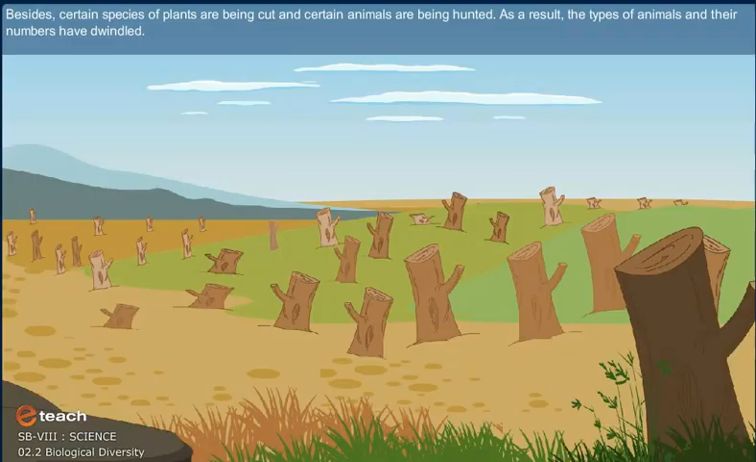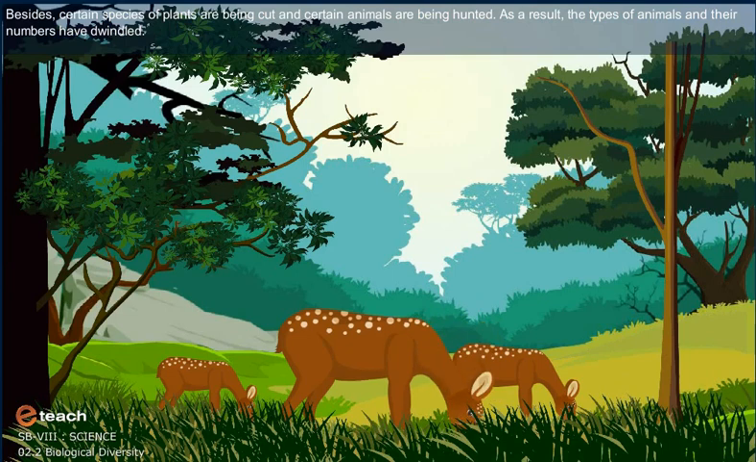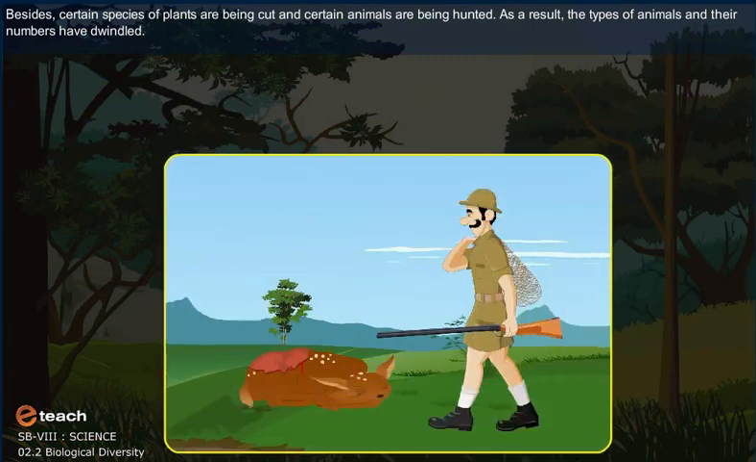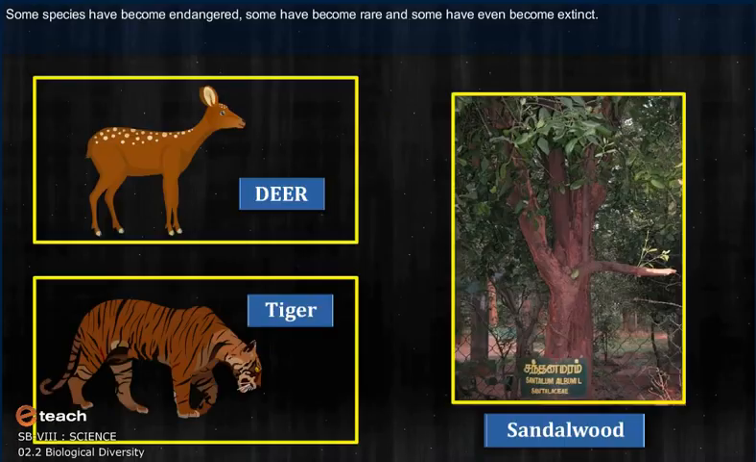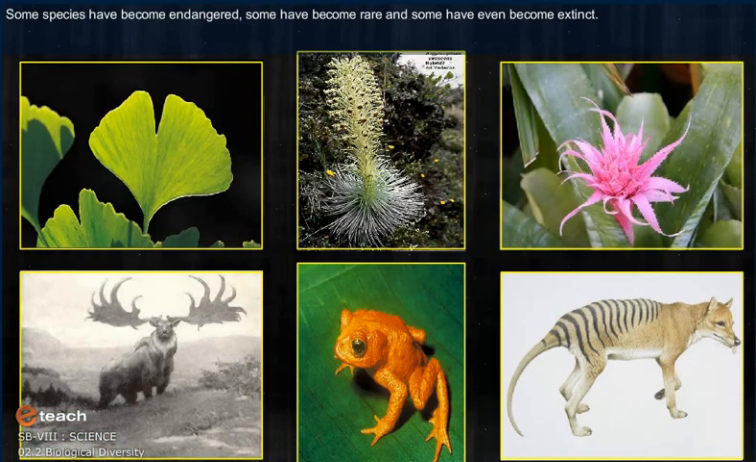Besides, certain species of plants are being cut and certain animals are being hunted. As a result, the types of animals and their numbers have dwindled. Some species have become endangered, some have become rare, and some have even become extinct.